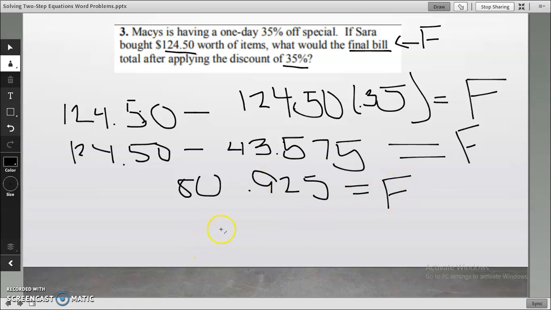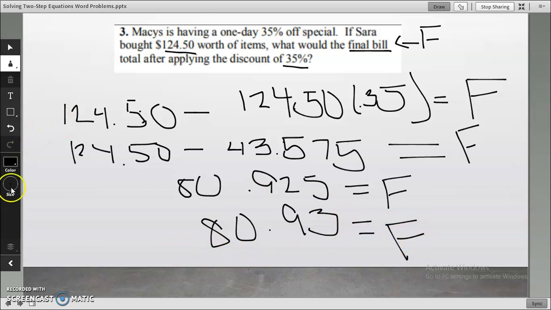Well, I know that I can't have that 5, so I'm going to go ahead and round it up, because that's how we deal with money, right? So the final bill will be $80.93, and I hope this helps.